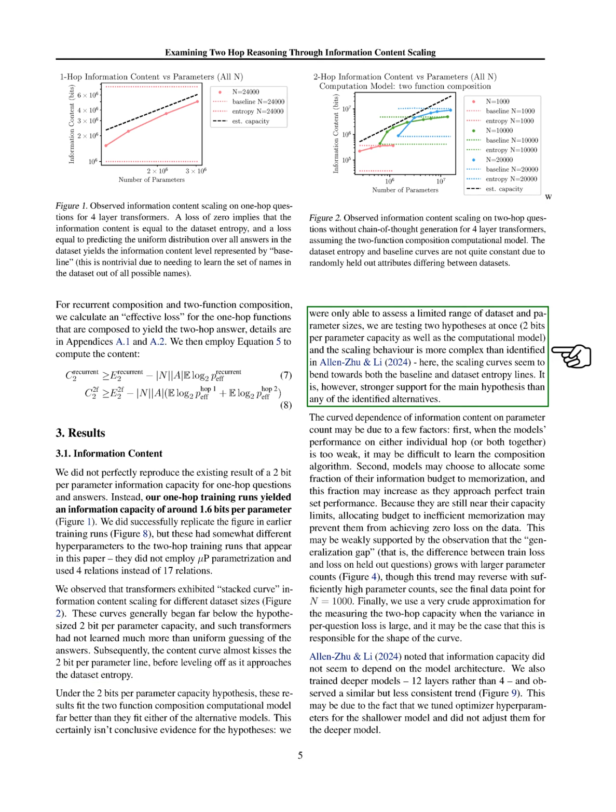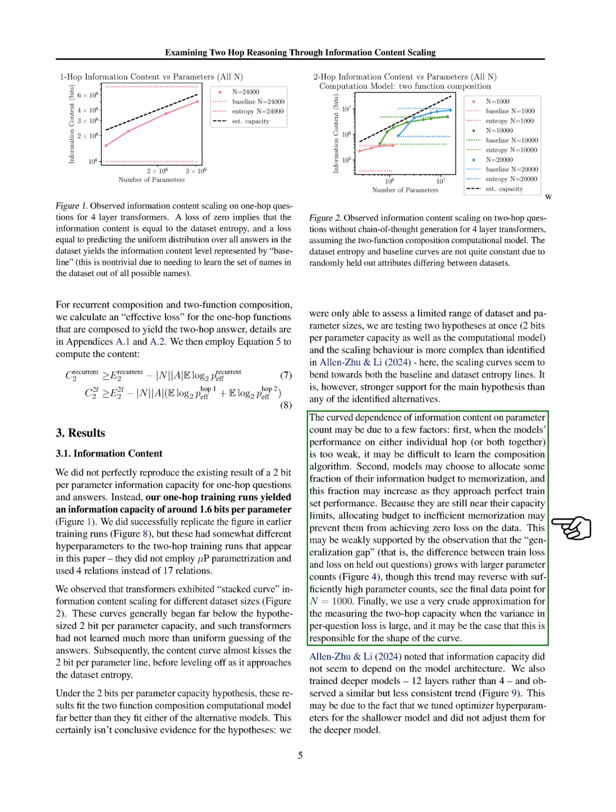Our results aligned better with the two-function composition model than with the alternatives, although this is not definitive evidence since we tested a limited range of dataset and parameter sizes. The curved relationship between information content and parameter count may arise from several factors. If the models perform poorly on either hop, learning the composition algorithm becomes challenging.